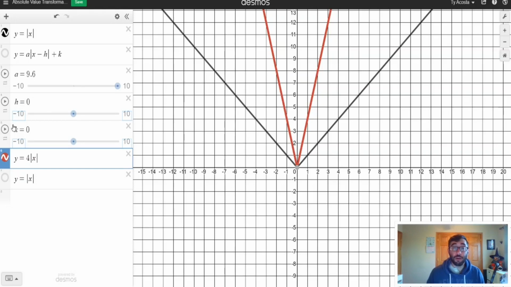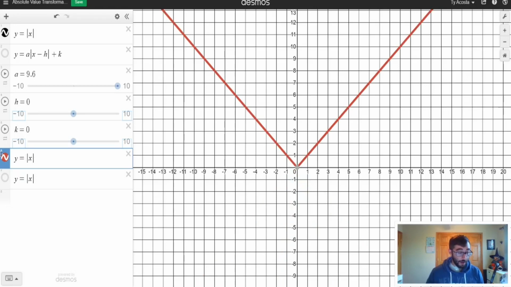So you are being vertically stretched whenever that number a is larger than 1 or less than -1. Because if this was -4, this is also being vertically stretched by 4. The negative only tells you it's being reflected over the x-axis. That's all the negative does. So if it's a -4, it's still being vertically stretched by 4. It's just also being reflected over the x-axis.